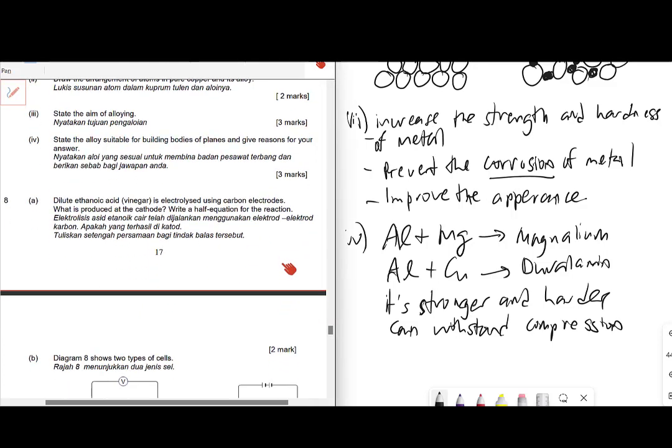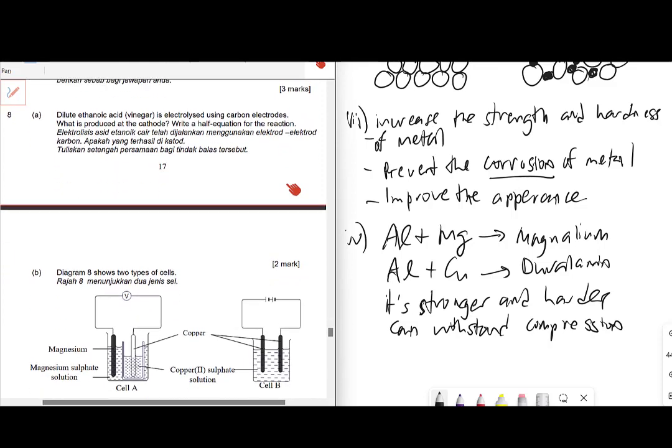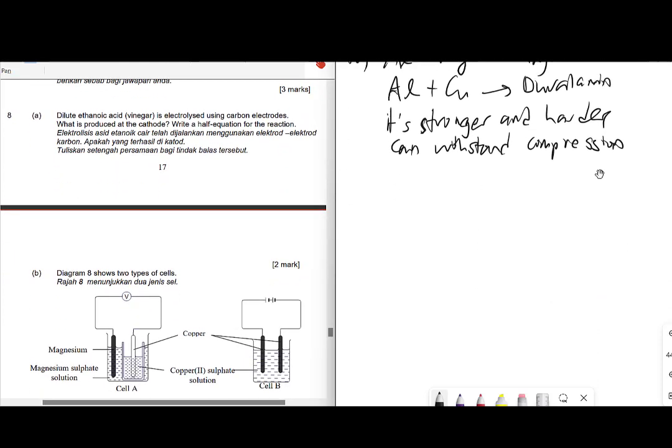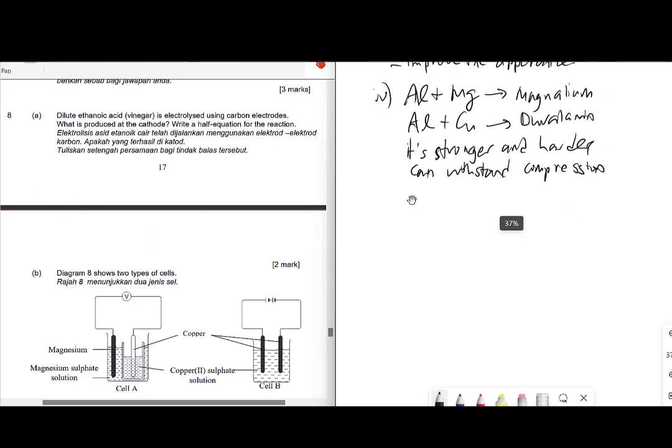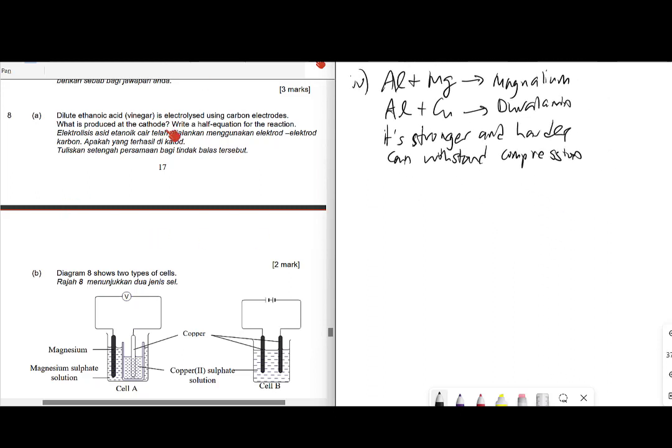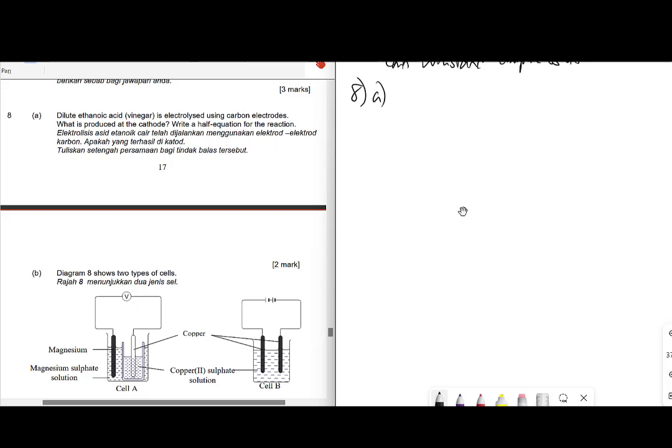All right, next we go into the next question. We go to question 8. Let me just scroll up here. So for question 8, let me read the question for you. This is question number 8, part A. Dilute ethanoic acid, which we call vinegar, is electrolysed using carbon electrodes. What is produced at the cathode? Write a half equation for the reaction.